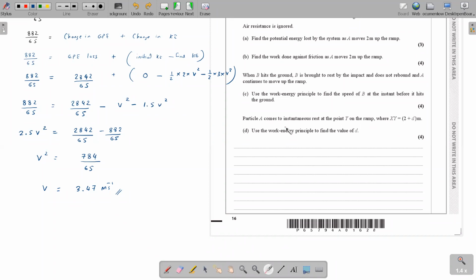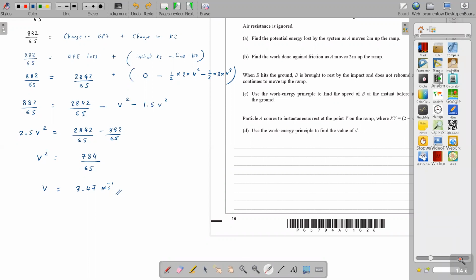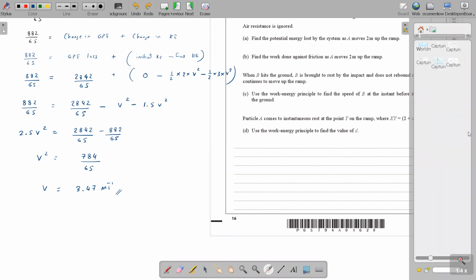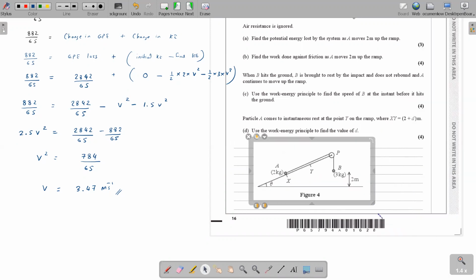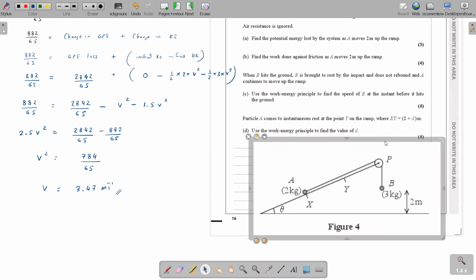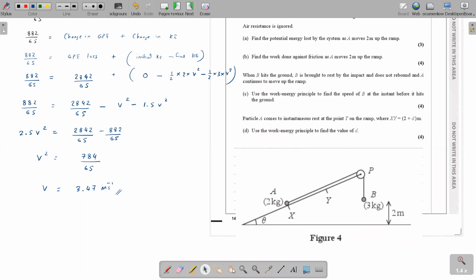Okay, so moving on to the last part. Particle A comes to instantaneous rest at the point Y on the ramp, where XY is d plus 2 meters. Use the work energy principle to find the value of d. I just took the figure here because we really need to look at the figure and we can't keep on turning the page, so it's easier for us to look at it.